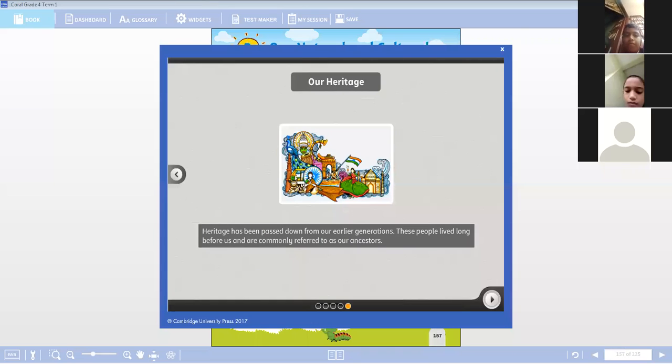Heritage has been passed down from your early generations, children. Early generations are nothing but your grandfather and his grandfather and their grandfather. Those are called the early generations.